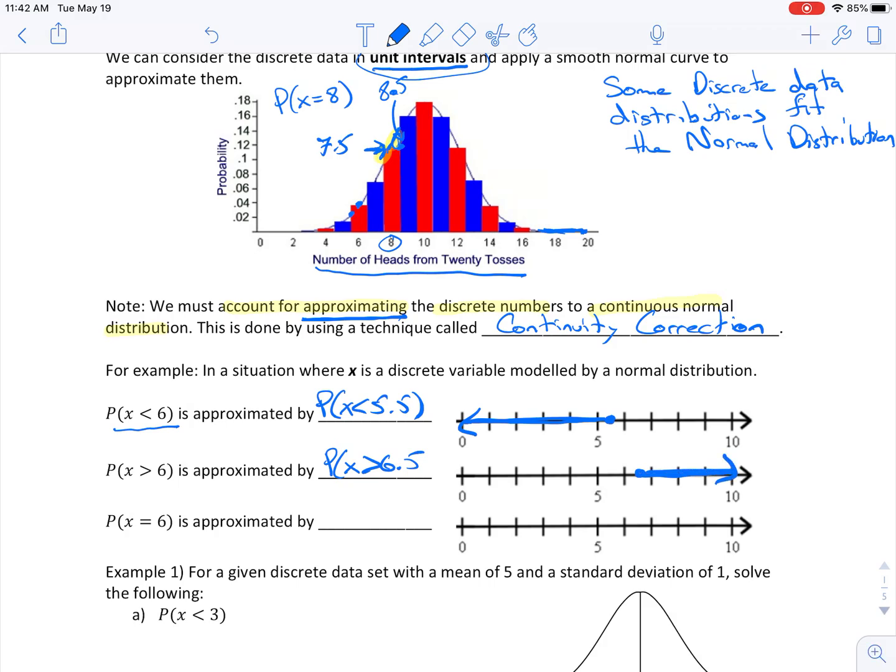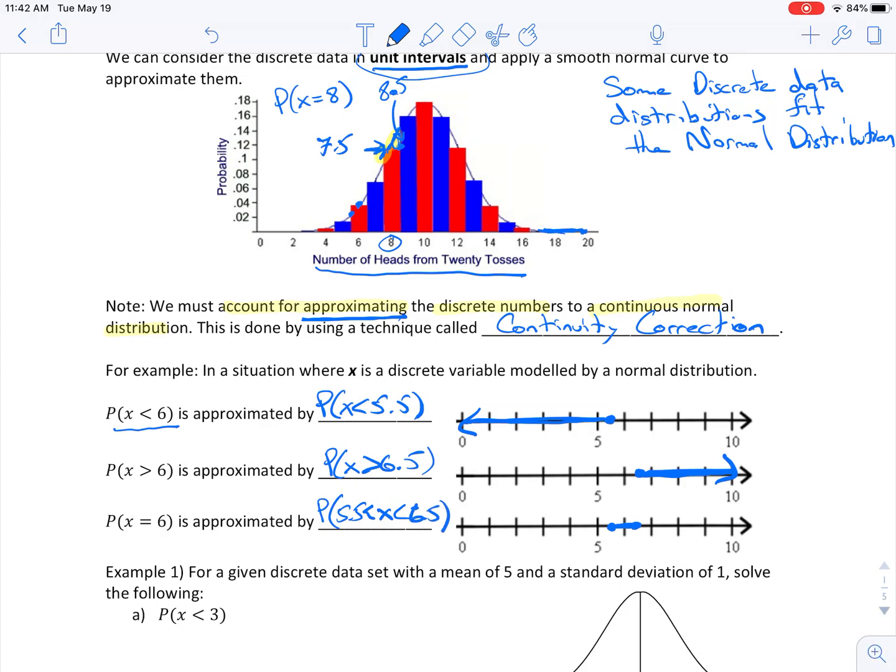And then if I was to take the probability of 6, I have to think about it as its unit, so between 5.5 and 6.5. It's kind of like you're accounting for that bar in the bar graph. So I've got from 5.5 to 6.5.